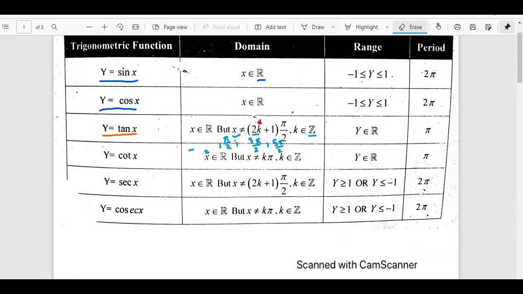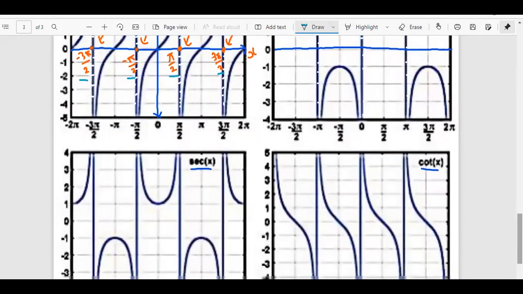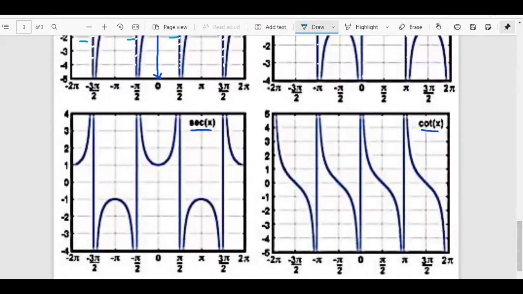Okay, perfect. So I'm going to rub this. All right. Again, let's just talk about cotx. This is cotx. Let's go and check out the graph and then we would be able to understand things properly. Here's cotx. Let me make a line. This is X. Now we need to see at which points exactly my graph is breaking.